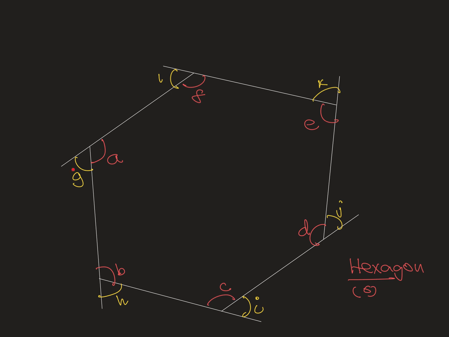So angle A plus G is 180. Angle B plus H is 180. Angle C plus I is equal to 180. Angle D plus angle J is equal to 180. Angle E plus angle K equals 180. Angle F plus angle L is equal to 180 degrees because they are angles on a straight line.